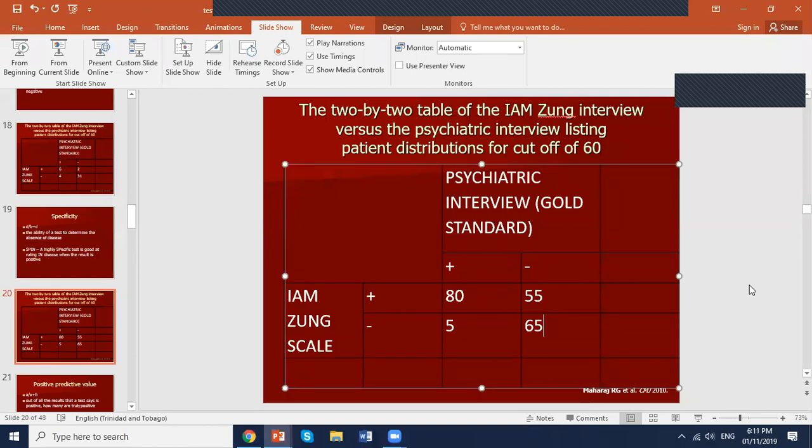The true positive rate is A over A plus C, which is the same as sensitivity. That's the true positive rate. Correct?